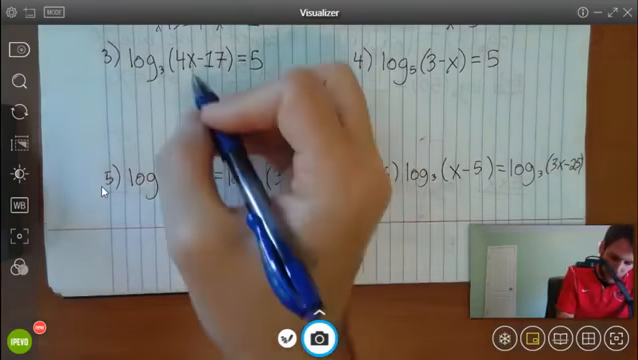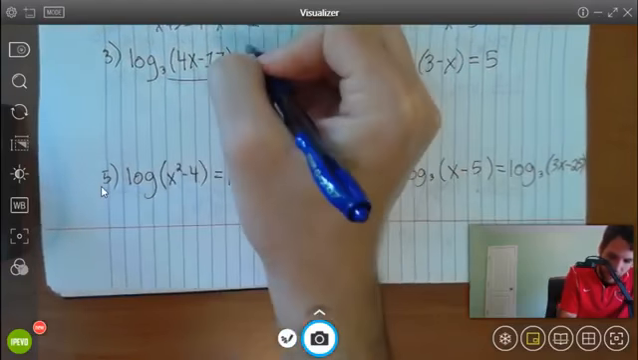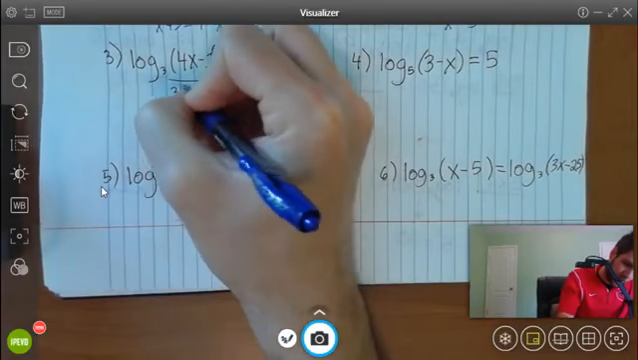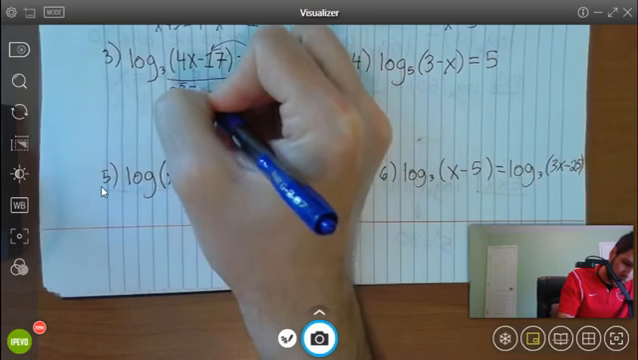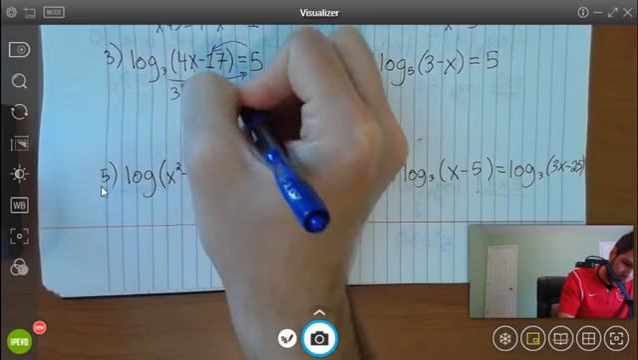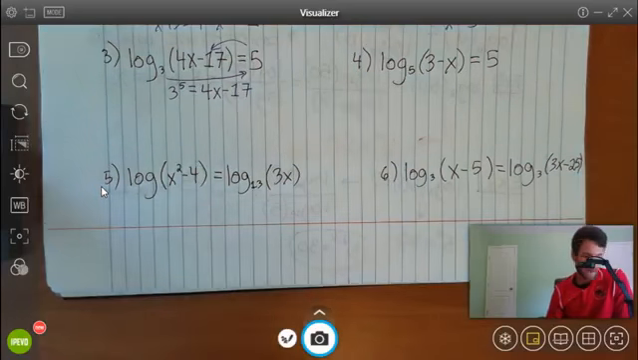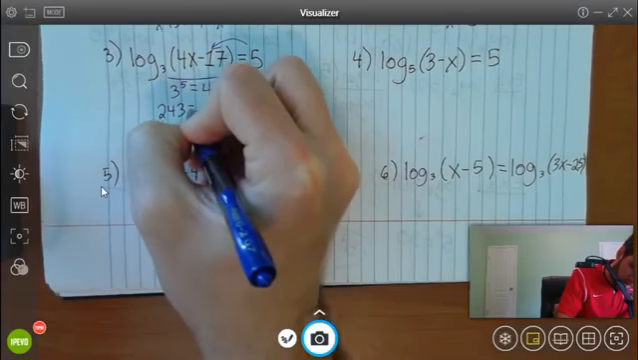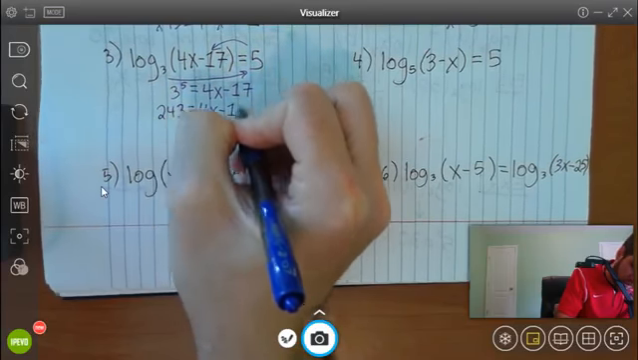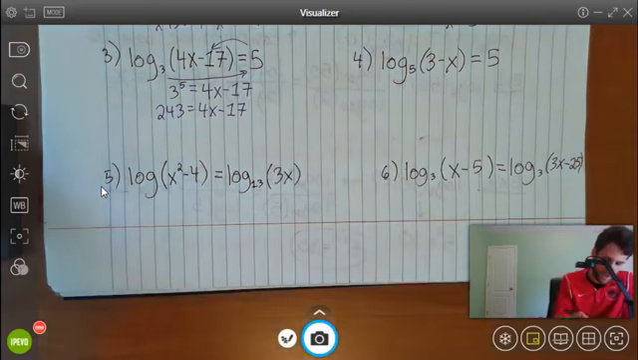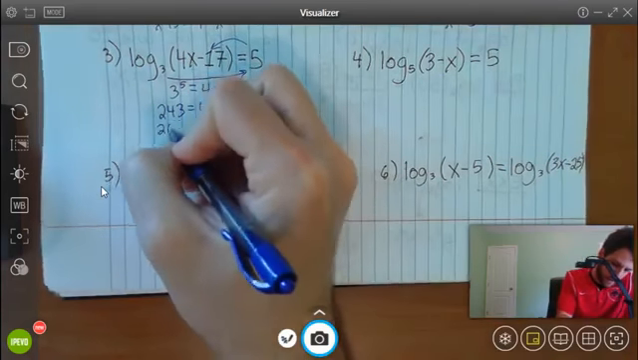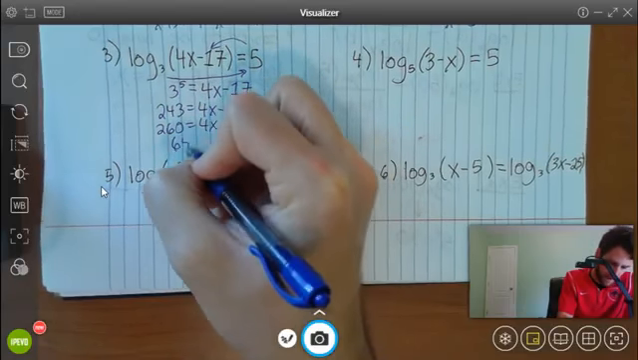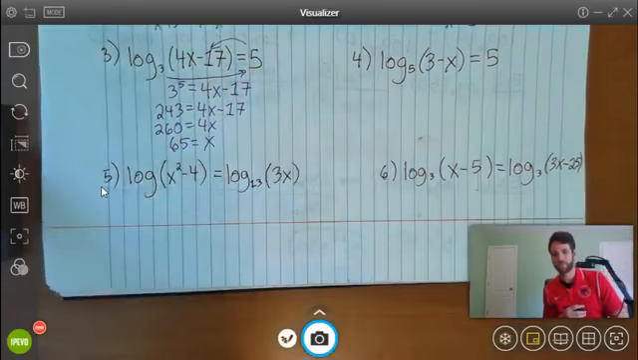Now, if you did, you would have done 3 to the 5th power equals 4x minus 17. Let's write that first. 3 to the 5th power equals 4x minus 17. Now 3 to the 5th power, if you put that in your calculator, equals 243. The right side didn't change at all. And then you can just solve equations there, and you would get 260 equals 4x. And that turns out that 65 is going to be equal to x.